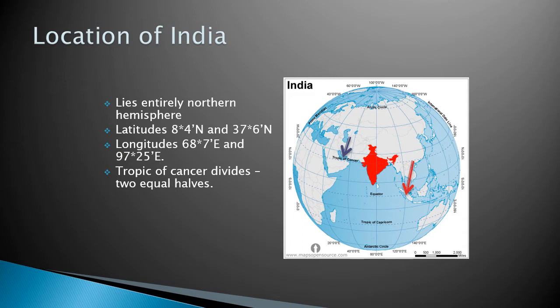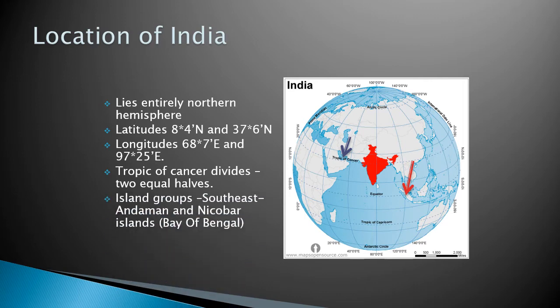There is a difference of climate in India. The area which lies below the Tropic of Cancer, that is the southern part of India, experiences tropical climate, and the area which is above the Tropic of Cancer, that is the northern part of India, experiences subtropical type of climate. Now, let us discuss island groups. India has two island groups, one at the southeast and the other at the southwest. The Andaman and Nicobar Islands in the Bay of Bengal are present in the southeast, and at the southwest we have Lakshadweep Islands in the Arabian Sea.